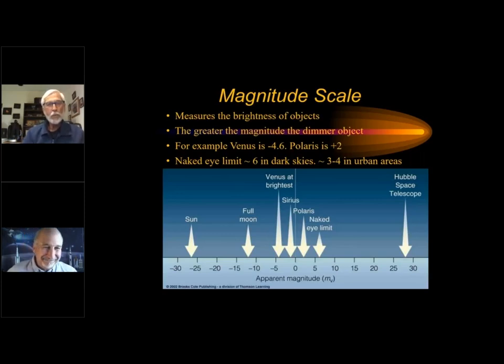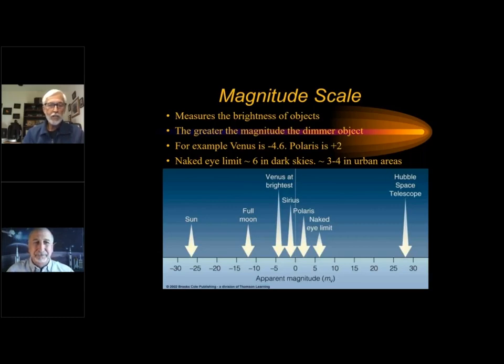One of the most important things when you want to determine whether you're going to be able to see something in the sky or not is the magnitude, or the brightness, of that particular object. So there is a magnitude scale. The magnitude scale measures the brightness of objects. The slightly tricky thing is that the greater the magnitude, or the larger the number, the dimmer the object.